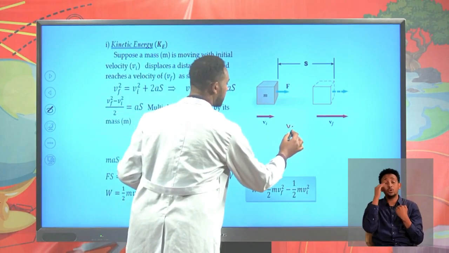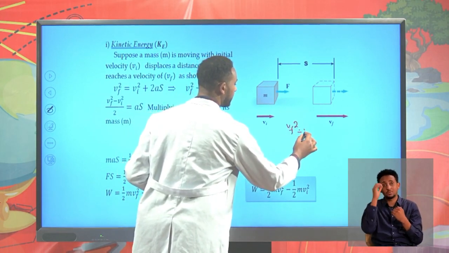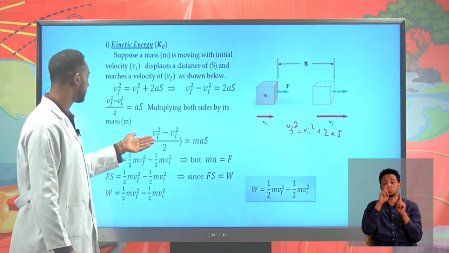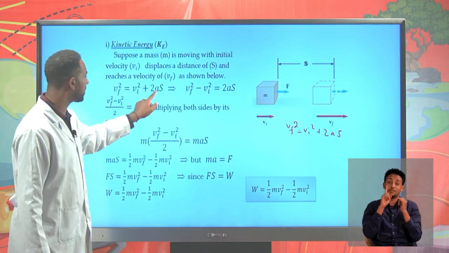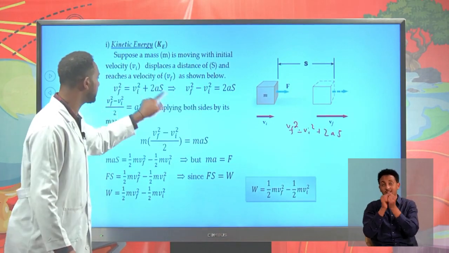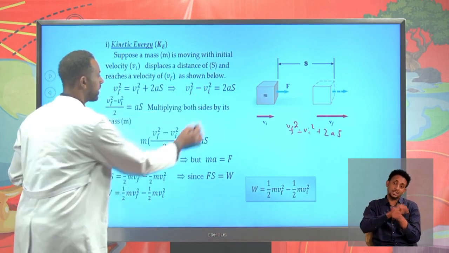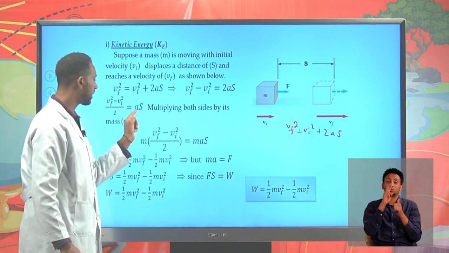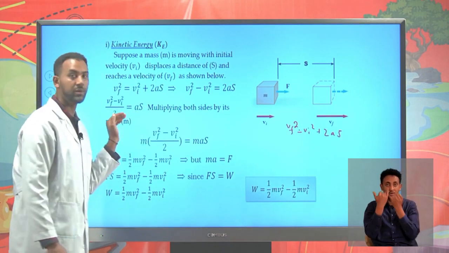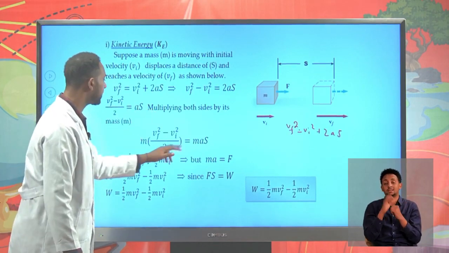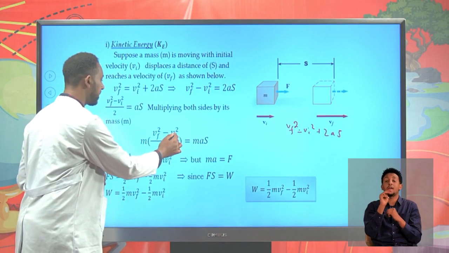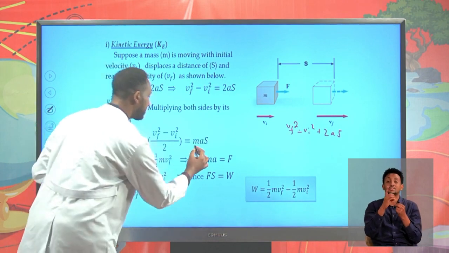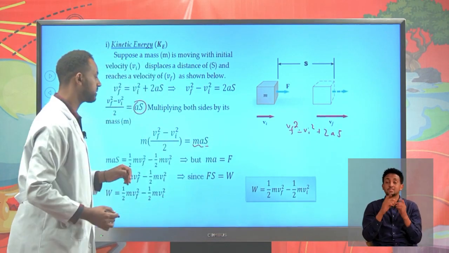We know from kinematics that v final squared equals v initial squared plus 2as. Moving v initial squared to the other side, v final squared minus v initial squared over 2 is a times s. Now let's multiply both sides by mass m. We get m times (v final squared minus v initial squared) over 2, and on the other side mass times acceleration times displacement s.